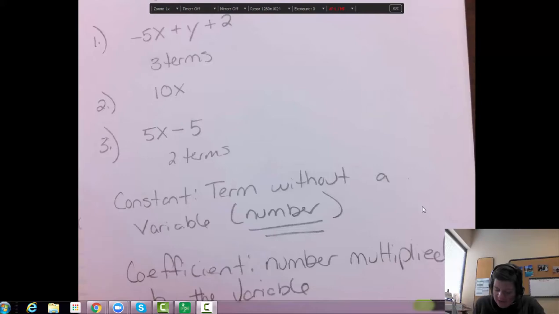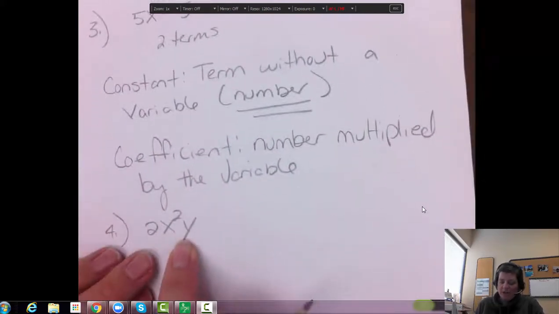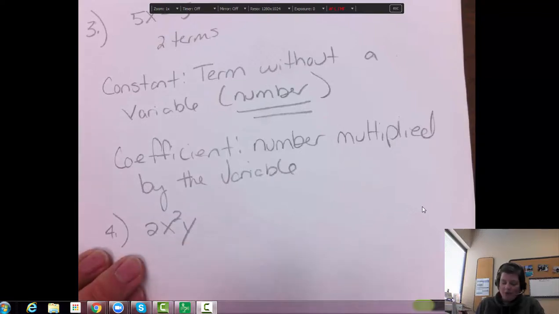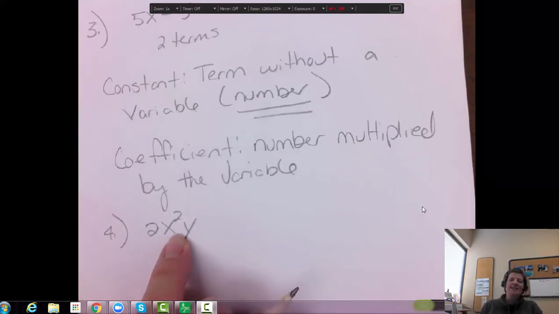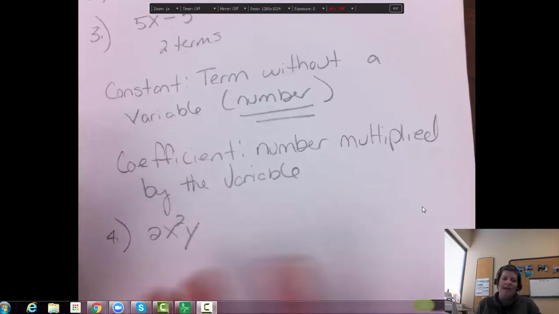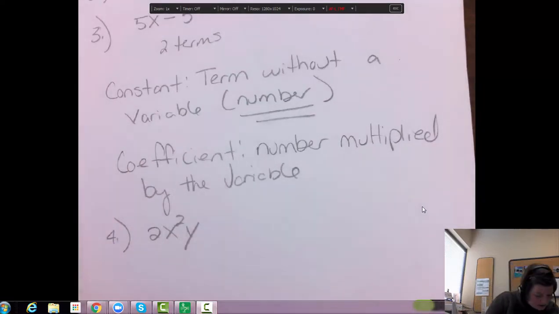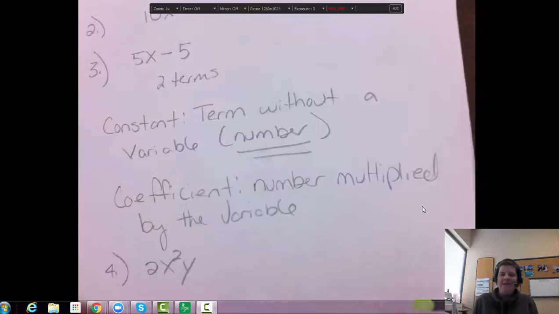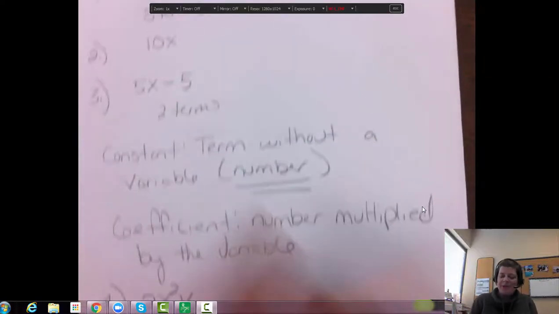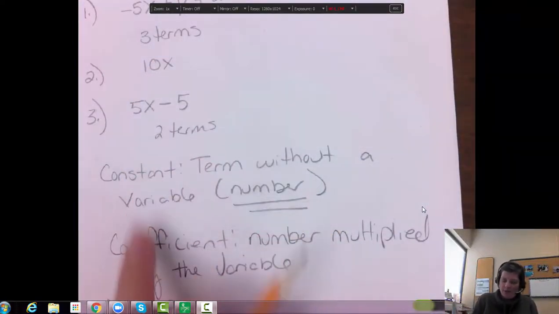Let me do one more example. I could have 2x squared y. This is one term, 2x squared y. There's no plus or minus, and 2 is the coefficient. So you don't have to have just one letter. Typically in 7th grade and 7th grade accelerated, you're only having one letter, but I'm going to point out you might have more than one letter. All right, so these are our definitions: terms, constants, coefficients. Now let's look at some examples from all of this.